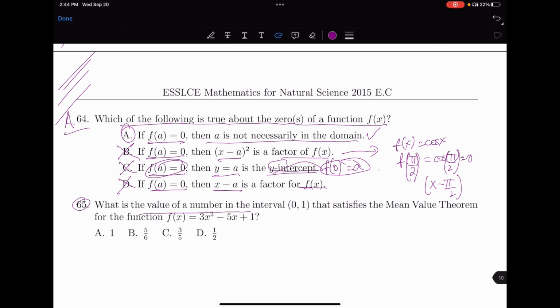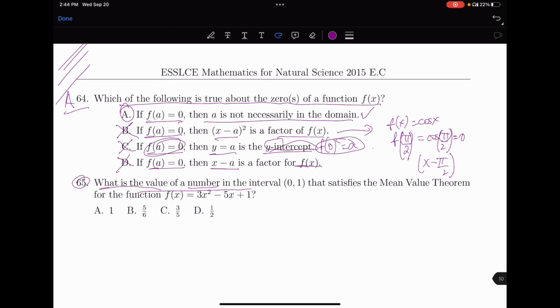Question 65, the last question. Congratulations if you have made it this far in the video, I swear I respect you. What is the value of a number in the interval 0, 1 that satisfies the mean value theorem for this function f of x? So we're looking for a number c, an element of the open interval 0, 1 that satisfies the mean value theorem for this function.